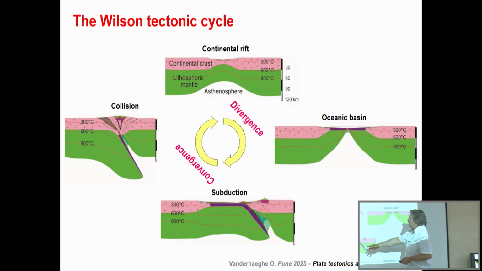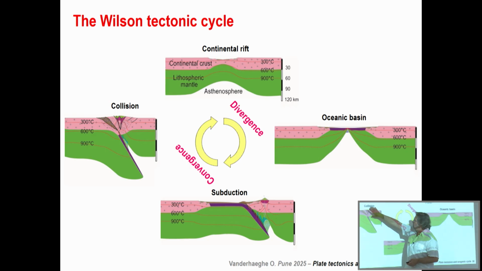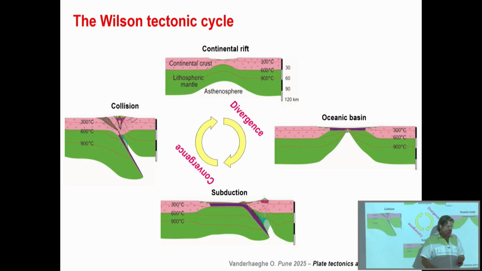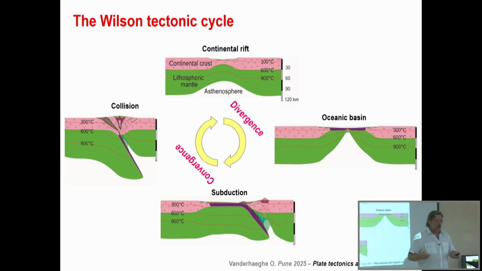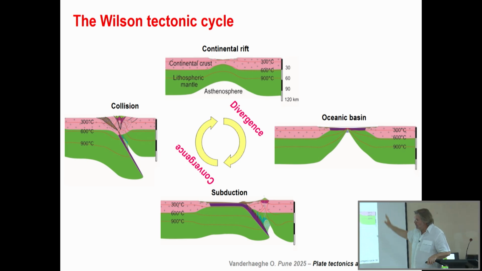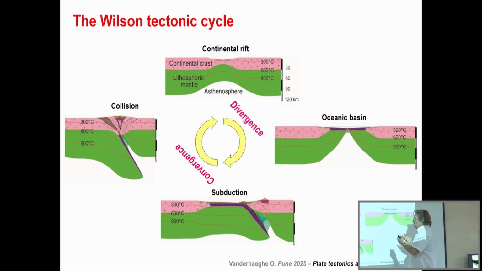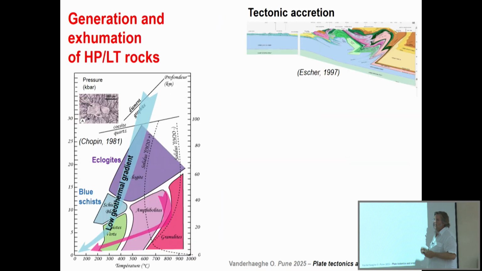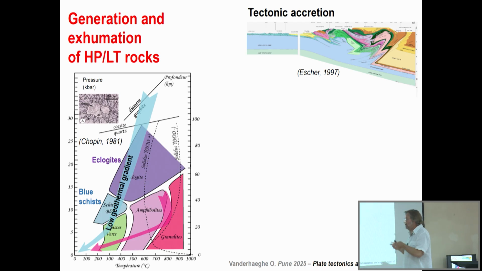And then subduction leads to collision, mountain belt formation, and destruction by erosion. So we'll come back to that. That's a first order apprehension of the tectonic cycle, but there are some problems. So I move right away into these problems. So the next few slides, and then we take another break.